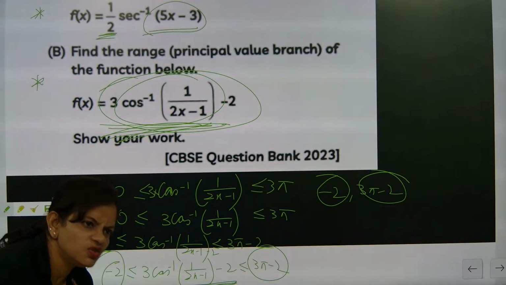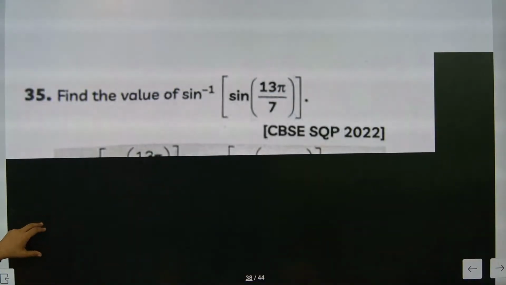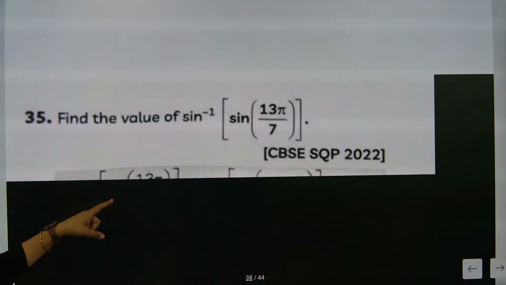Understood now? So like this, don't resolve it in your simplest part. We will take only the cos inverse section and then we will do the operation. Understood? So can we keep it till here? Because some other questions are there. Will you be able to solve this question or not?